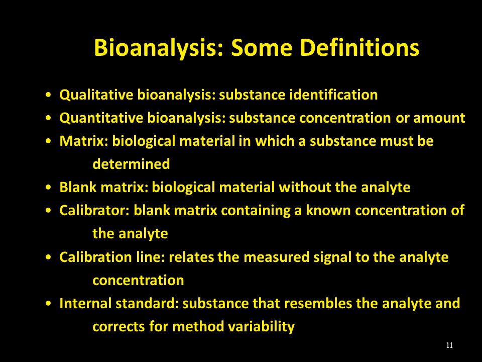In order to account for variations in the analytical procedure, which are somewhat inevitable when you prepare samples, you need internal standards. An internal standard is another substance that resembles the analyte very closely. For mass spectrometry, these are often isotopically labeled standards, and this internal standard then corrects for method variability, for example, to losses during filtration steps or precipitation steps.